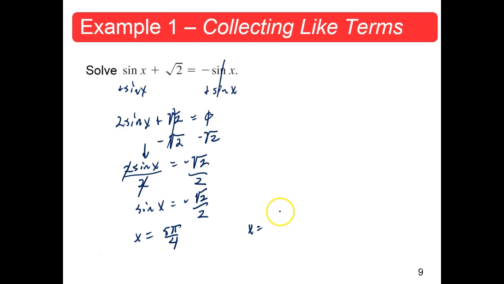So how many would that be? 7 pi fourths. But because we have no limitation here, sine has a period of 2 pi. So this will be plus 2n pi, and this will be plus 2n pi, where n can be any integer. n equal 0, you have those answers. 1, you have the next answer. -1, and the next answer this way. Okay? That's how you write the solution. Does that make sense? Pretty straightforward. Okay?